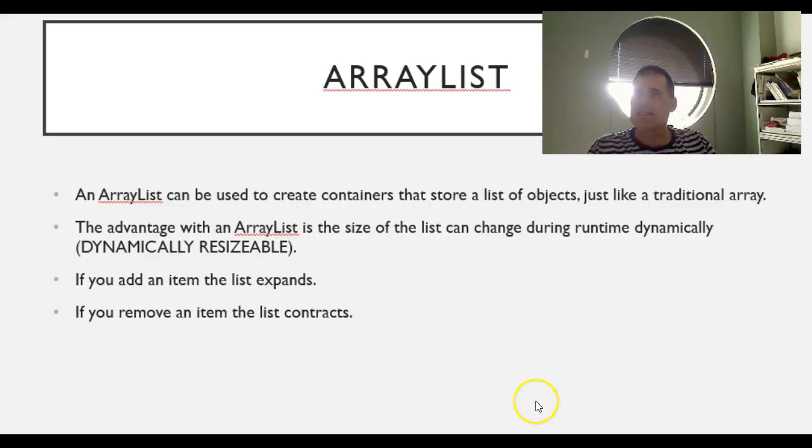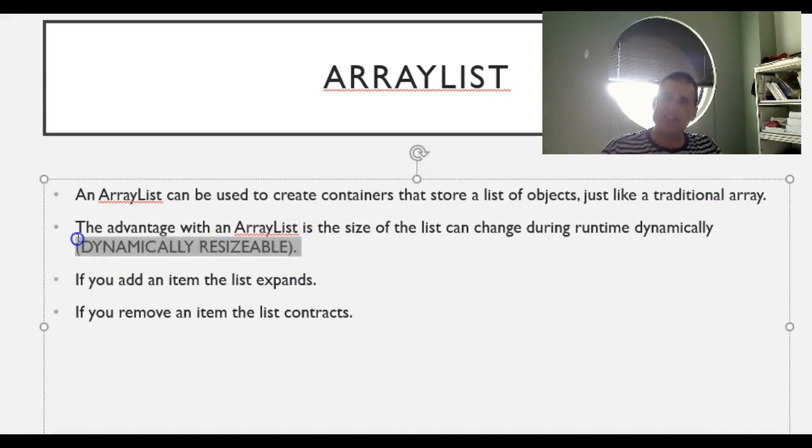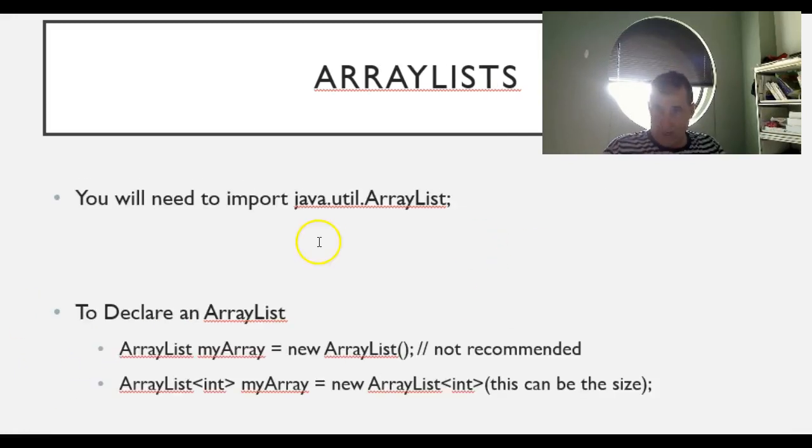So an ArrayList can be used to create containers or elements that store lists of objects, just like any traditional array. The advantage with an ArrayList is the size of the list can change during runtime dynamically. In other words, this list is something called dynamically resizable. If you add an item to the array or the list, it expands. If you remove, it contracts.